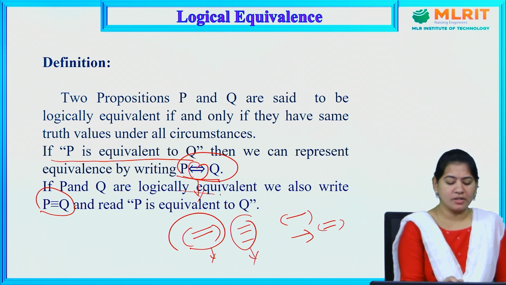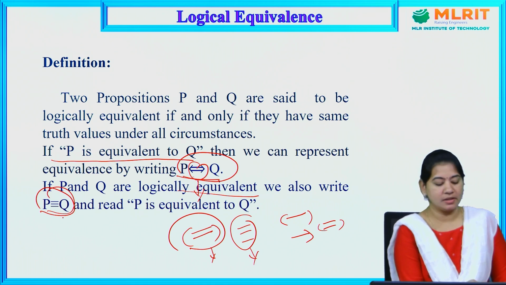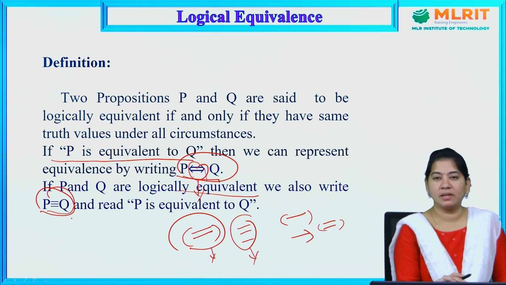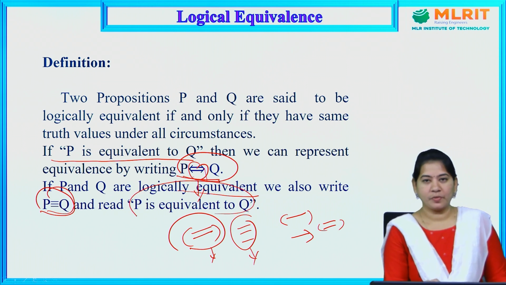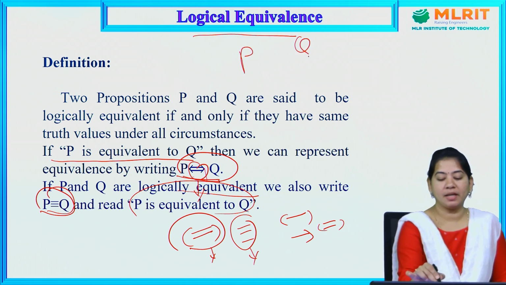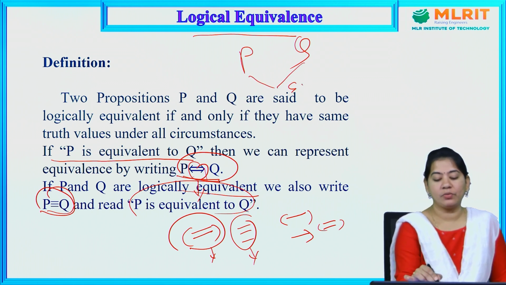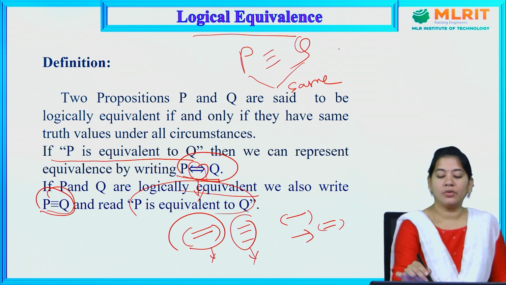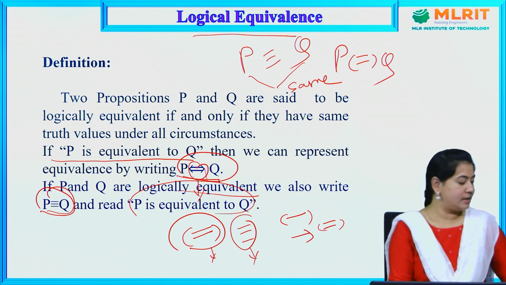And if P and Q are logically equivalent, we also write it with the other representation, three lines. Either the first or the second symbolic representation, we pronounce it as P is equivalent to Q. So this is logical equivalence. We are considering two propositions, capital P and capital Q, and they are said to be logically equivalent if they have the same truth values. Symbolically we represent it with three lines, or with two lines and two side arrows. Let us see the next slide.